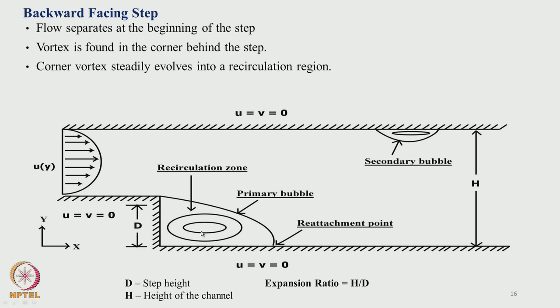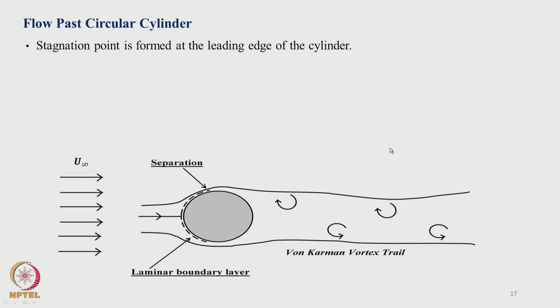Corner vortex steadily evolves into a recirculation zone depending on the Reynolds number, and secondary recirculation is observed on the channel upper wall. So, we have seen examples of two external flows. The next example is flow past a cylinder, circular in cross section or square in cross section. This falls under the category of external flow.